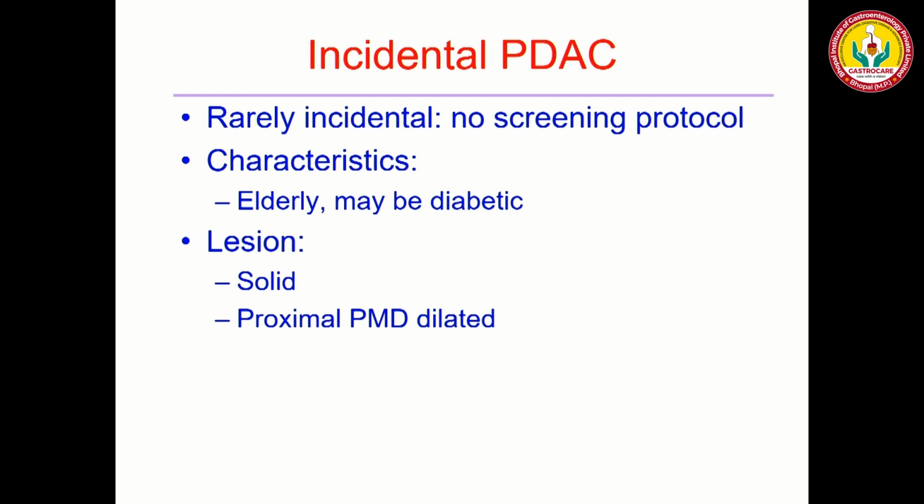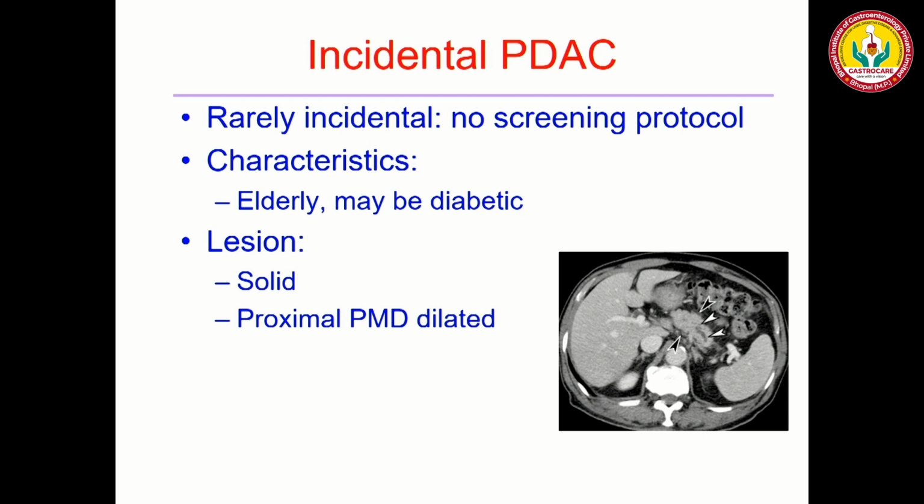So wherever the lesion is, if you find the duct is dilated, be very, very careful. This patient needs your attention right away. And this is a classic example. If you see here, very subtle dilatation of the duct in the tail of the pancreas, and there is a very subtle small lesion here. Take it as ductal adenocarcinoma unless proved otherwise.